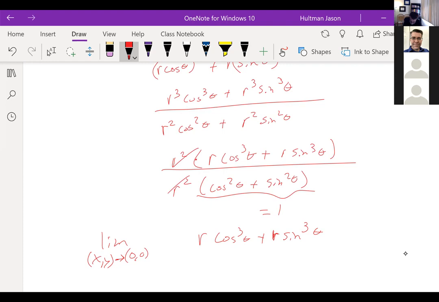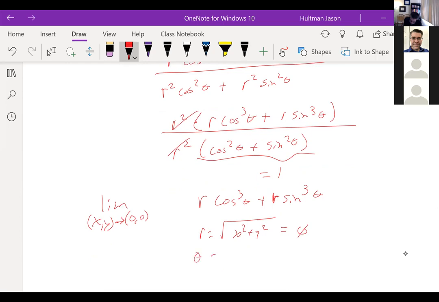Well, r is equal to the square root of x squared plus y squared. So that's just going to be 0 plus 0, that's 0. r is 0. And then what's theta? Theta is equal to the inverse tangent of y over x. Well, that's a problem, because we would end up dividing by 0.